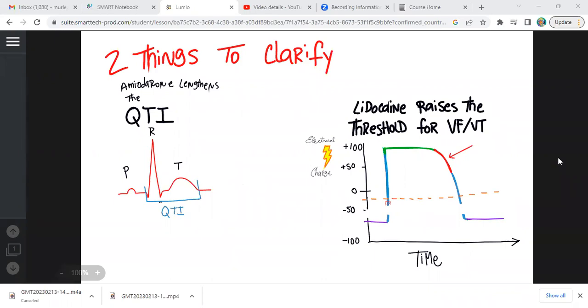All it's really saying is, if you lengthen this QT interval, you're slowing down repolarization. It allows the cell to fire off like it normally does, but it takes longer for it to reach the end of repolarization. So therefore, it slows down the cardiac rhythm. That makes sense? Okay, I just wanted to clarify those two things real quick, and then we'll press on.